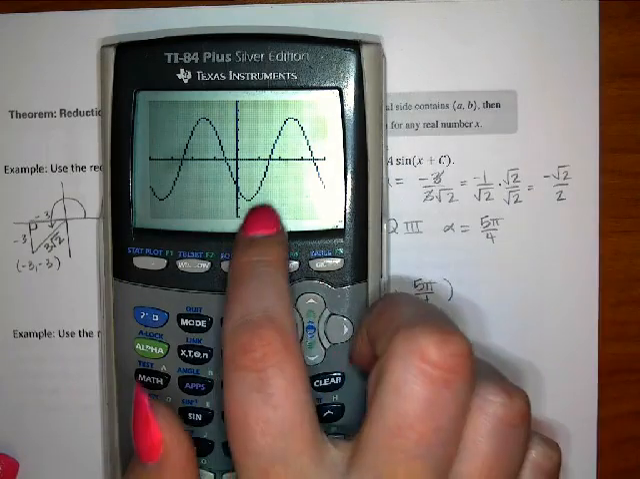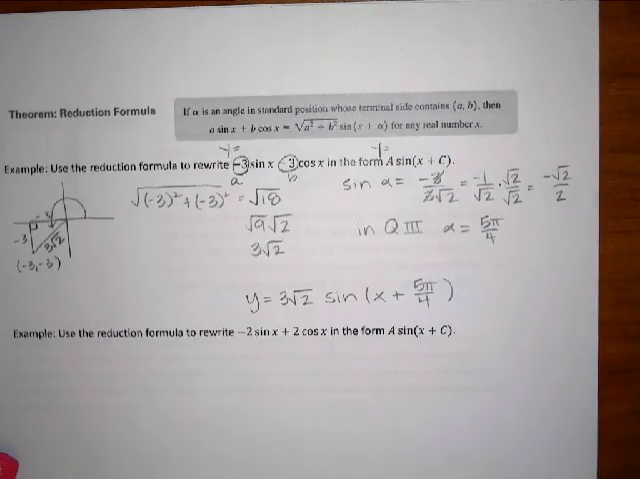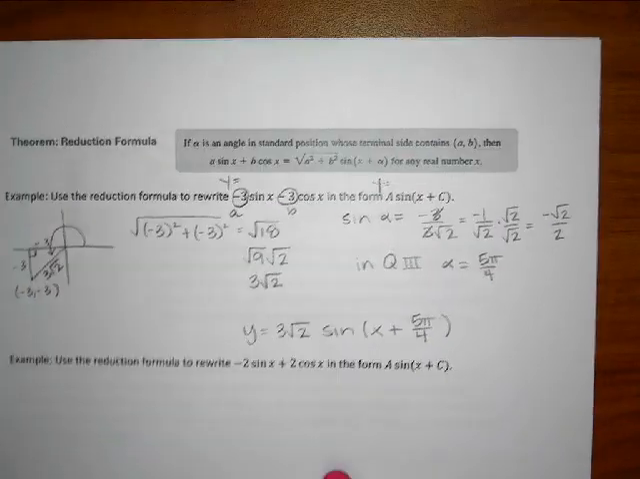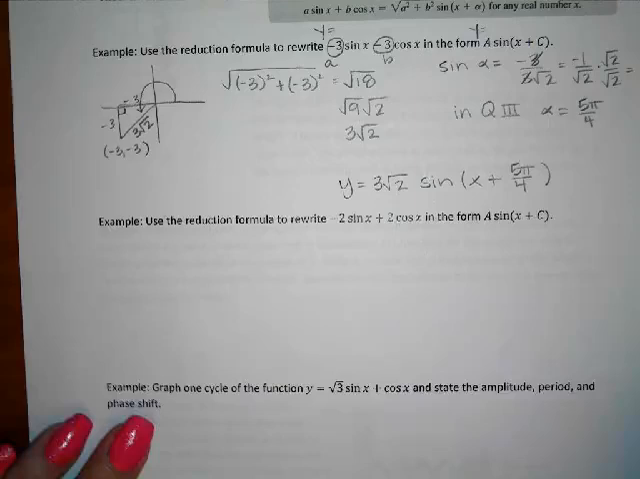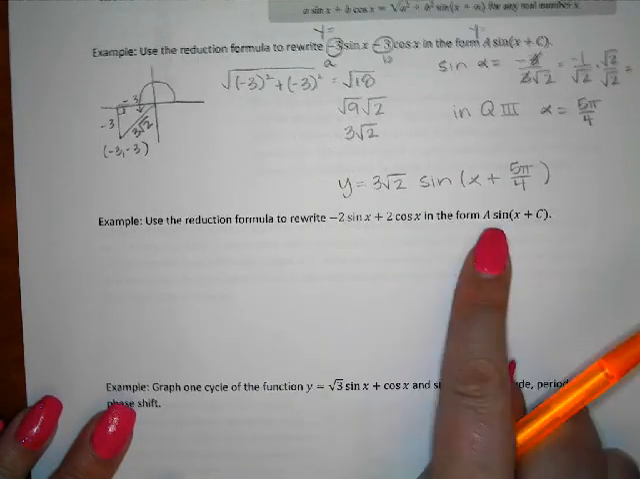All right, let's go ahead and try another one of these using the reduction formula, now that we know how to do it. So we're going to rewrite negative 2 sine x plus 2 cos x into this transformed sine curve. So I'm going to start off.